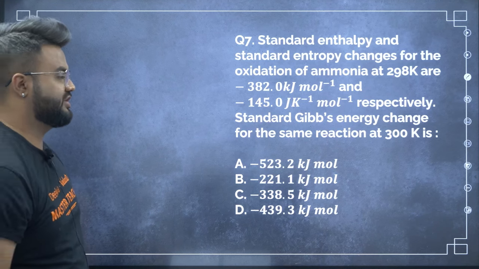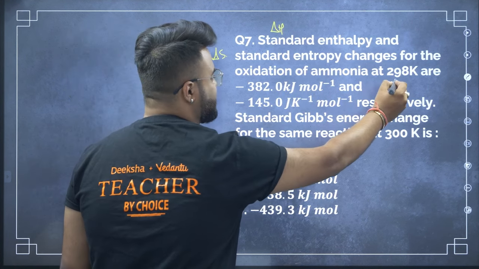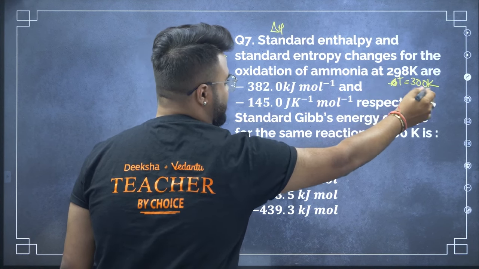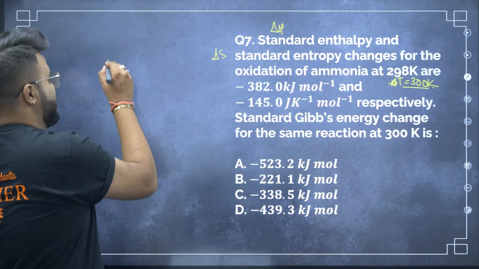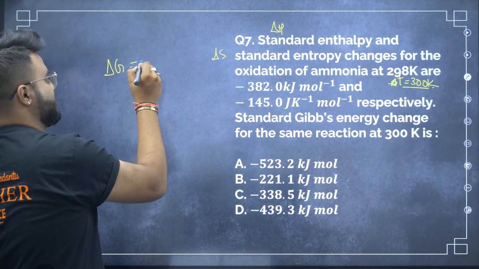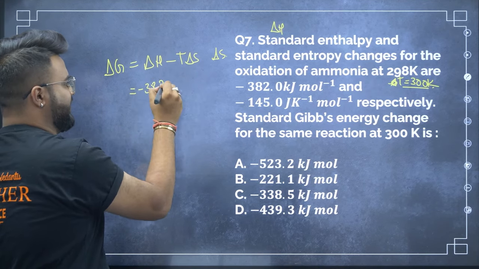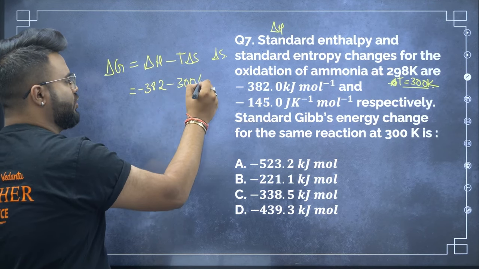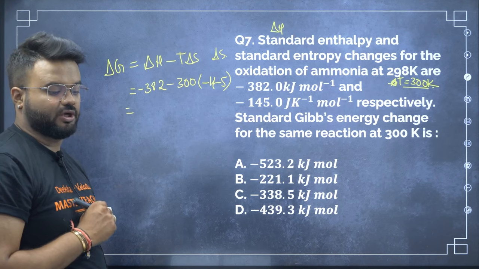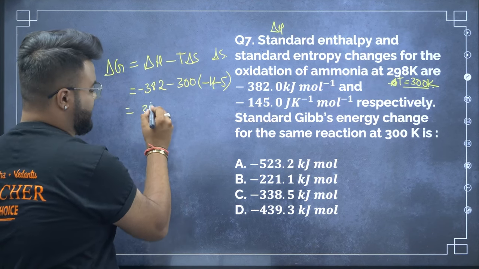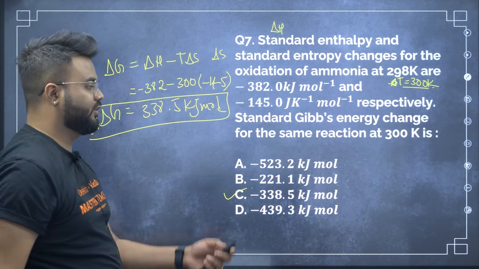Standard enthalpy and standard entropy changes, that is delta H and delta S, for the oxidation of ammonia are given at 298 Kelvin. So temperature T we will take approximately as 300 Kelvin. Then the standard Gibbs free energy change. This is a very simple question. We use the direct formula: delta G is equal to delta H minus T delta S. Now when I substitute this, what do I get? That is minus 382 minus 300 into minus 145. When I do this, what answer will you get? You'll get minus 338.5 kilojoules per mole. So delta G will be this. This is your correct answer, option C.